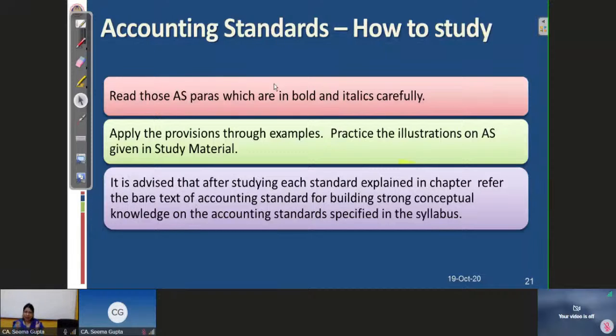There may be interlinking also, as I have already told, that AS 3 is there in company accounts also, and AS 13 is there in the investment accounts topic also. So that interlinking also you have to check. It's not that while solving a problem on investment accounts, I ignore the provisions of AS 30. That I cannot do. Let me check if any more queries have come. So that is the main thing about the accounting standards.